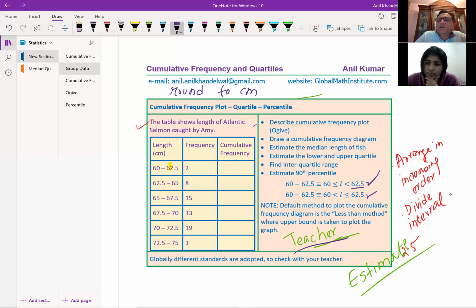We say cumulative frequency plot, cumulative frequency polygon, cumulative frequency diagram, cumulative frequency curve. There are so many terms which are used with this cumulative frequency. The idea here is whenever you make this plot in increasing order, it is in the S shape. So sometimes we also say S-shaped graph.